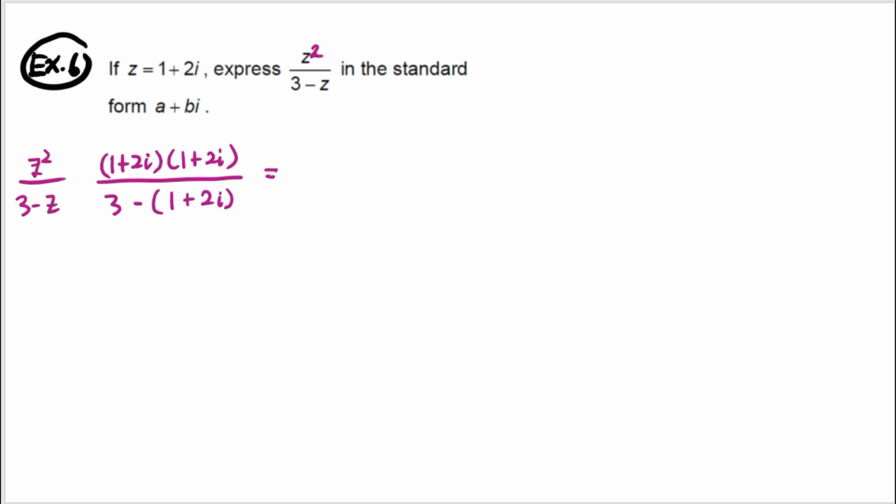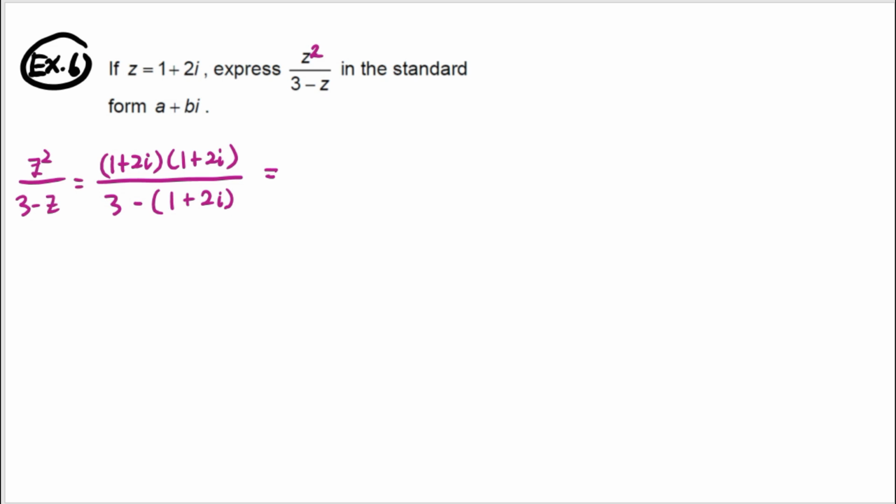All right, now let's go to example 6. Suppose we have this complex number. We have to write z square over 3 minus z. Okay, so how to write this in the standard form? So let's try. Z square meaning to say 1 plus 2i multiplied with 1 plus 2i, divided with 3 minus z, which means 3 minus 1 plus 2i. Okay, let's try this one. So this is actually z square over 3 minus z. So this is equal to this.